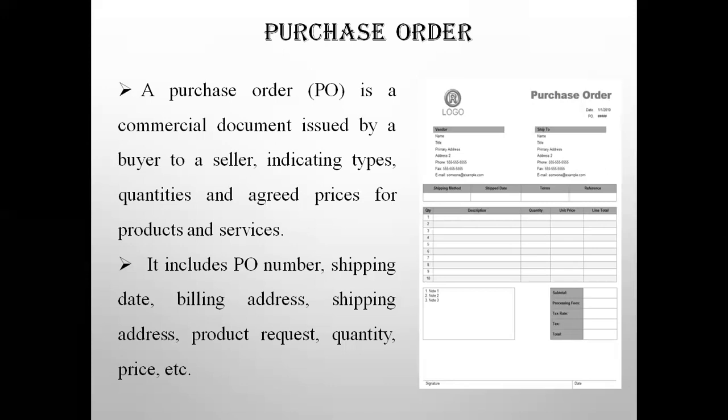It is a non-accounting inventory voucher. Purchase order is a non-accounting inventory voucher. Usually, the buyer prepares a purchase order. It should include the purchase order number, that is a bill number associated with that order, the shipping date, the billing address, shipping address, the product request, quantity and the price, and any other information which is required to complete the order.